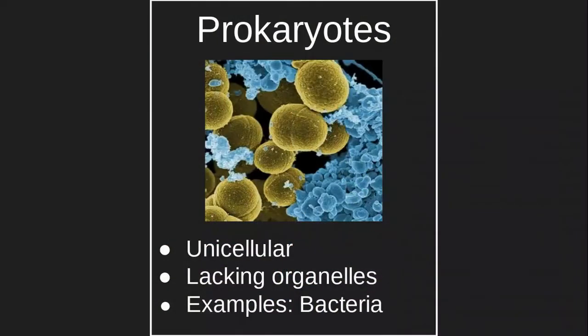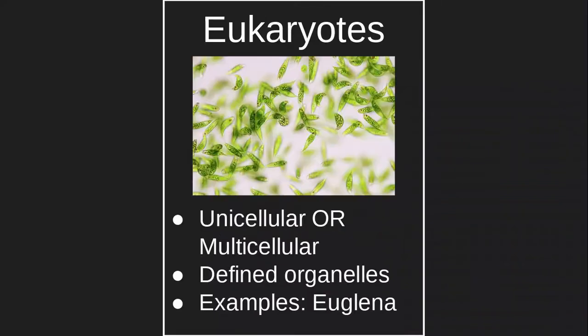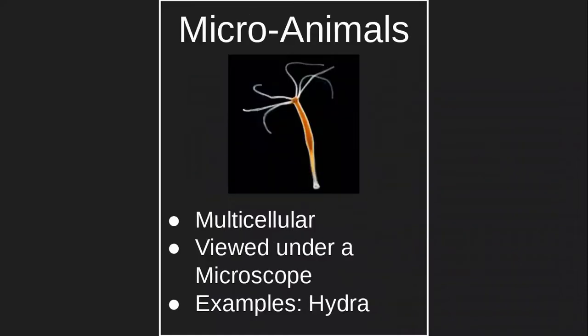First, we have the prokaryotes. These are unicellular and lack organelles, which are parts in the cell that do specific jobs, like the organs in our own bodies. Then there are the eukaryotes, which can be unicellular or multicellular and have organelles. Lastly, we have the microanimals, the organisms that ride the line between micro and macro. Although these are multicellular animals and sometimes visible with the naked eye, they can only be seen clearly through a microscope.